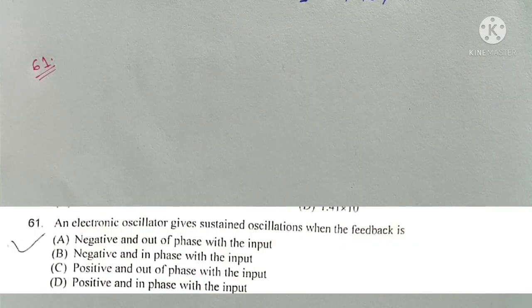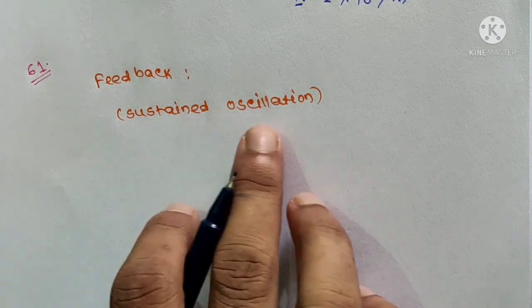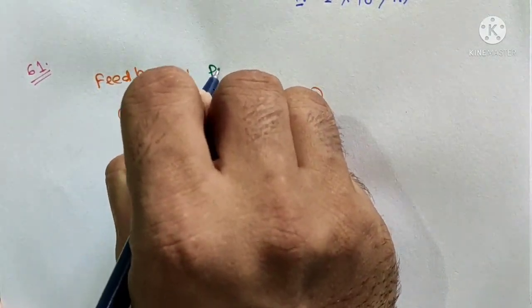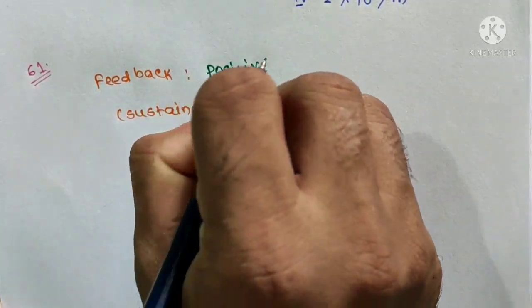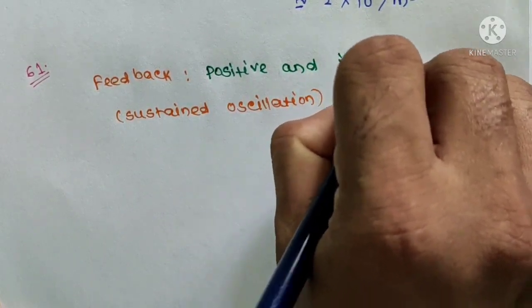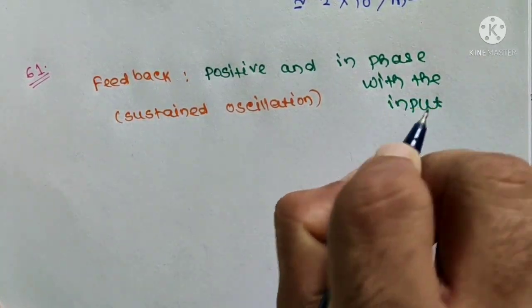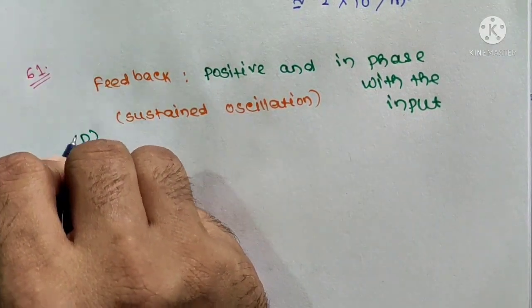Question number 61. An electronic oscillator gives sustained oscillations when the feedback is. So देखना, ये क्वेश्चन बहुत बार रिपीट हुआ है, हमने CUCET 2020 और CUCET 2017 सब में डिस्कशन किए हैं, ठीक है ना. तो ये याद रख लेना कि an electronic oscillator gives sustained oscillations with positive feedback and in phase with the input. So your correct option is option D.